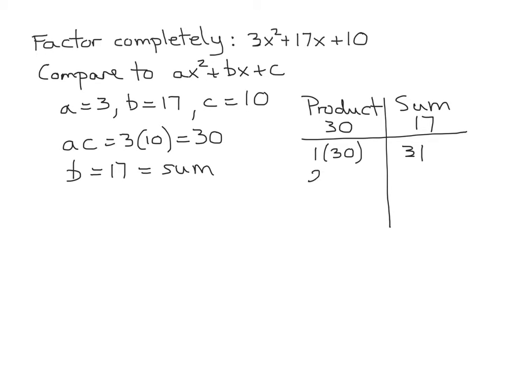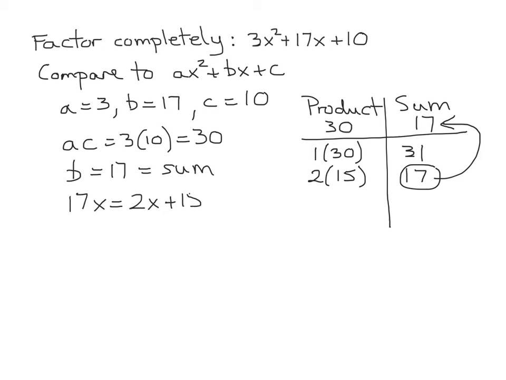Does 2 go into 30? Yes, 2 times 15 is 30. And what's 2 plus 15? 17. Is that the sum that I'm looking for? Yes. So these two numbers are going to help me factor this trinomial. But be careful, these aren't the factors. What we're going to do is take this middle term, the 17x, and instead of writing 17x, we're going to write 2x plus 15x. So I'm going to break down my middle term up here into two terms.